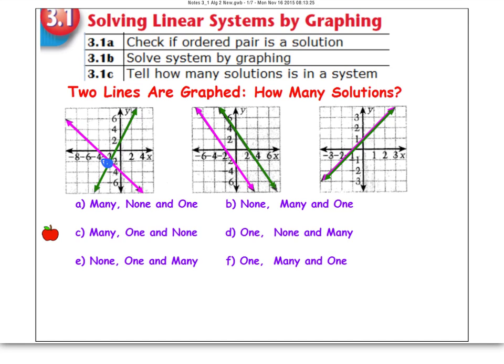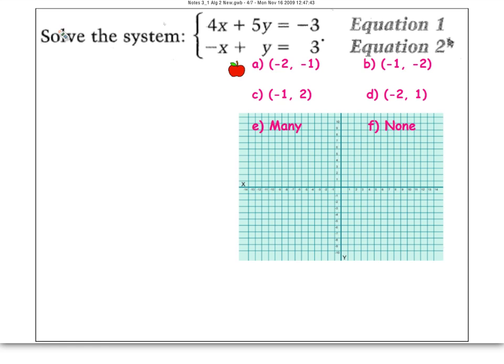The second graph doesn't intersect anywhere, so this one doesn't have any answers. And the third graph intersects in many, many points, so there are many different answers. So here we have many, here we have none, here we have one. That is how you can visually tell how many solutions there are. So let's do this problem and answer the question.